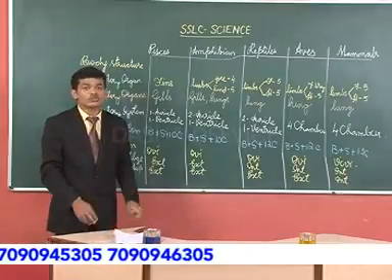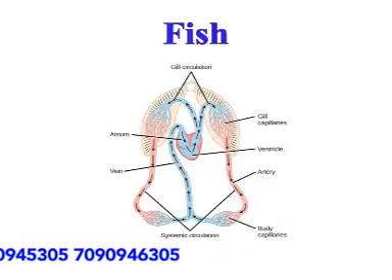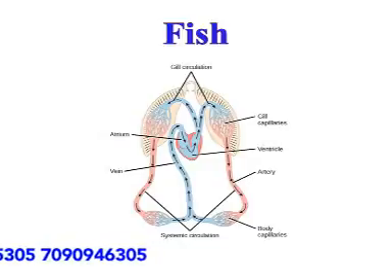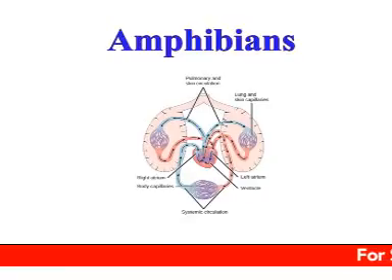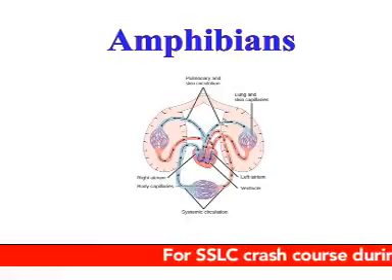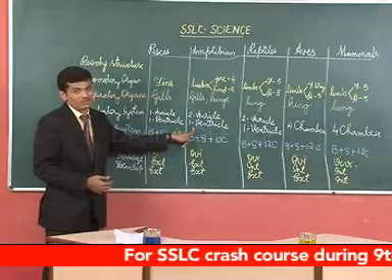Dear students, as you can see in the picture, Pisces have a two-chambered heart, one auricle and one ventricle. Now you have seen the heart of Pisces. Now let us see the heart of amphibians. The heart of amphibians is three-chambered. It has three chambers, where two chambers are auricles and one chamber is ventricle.